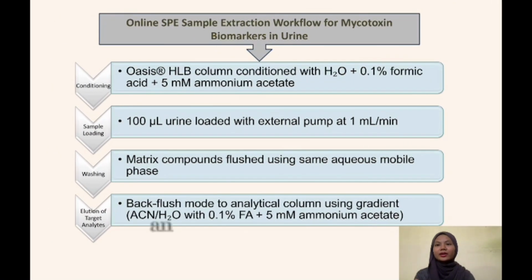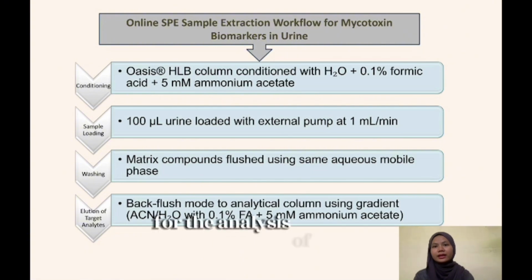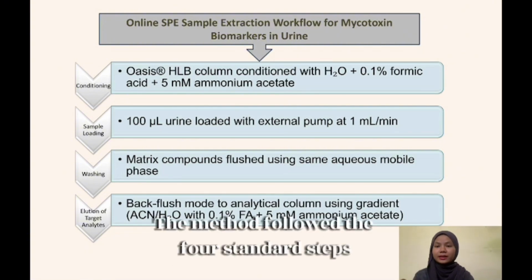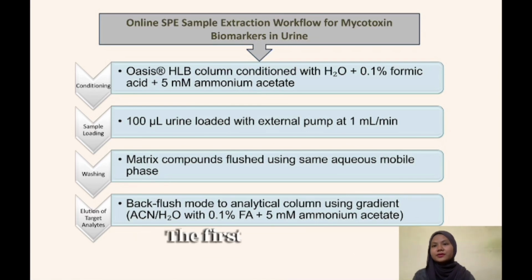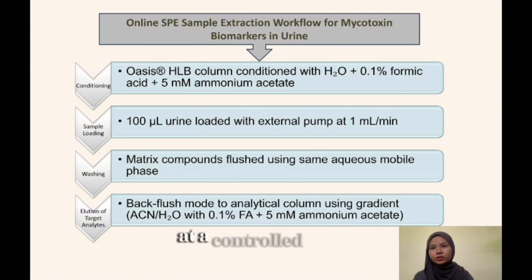In Journal 1, an online SPE system was integrated with UHPLC MSMS for the analysis of 11 urinary mycotoxins. The method followed the 4 standard steps. Again, as I mentioned before, the first one is the SPE column was conditioned using aqueous solution with acid and buffer. Then, 100 microliter of urine was loaded at a controlled flow.